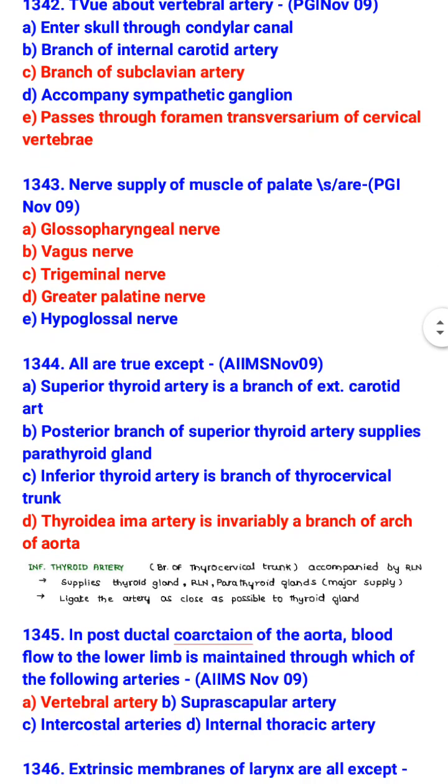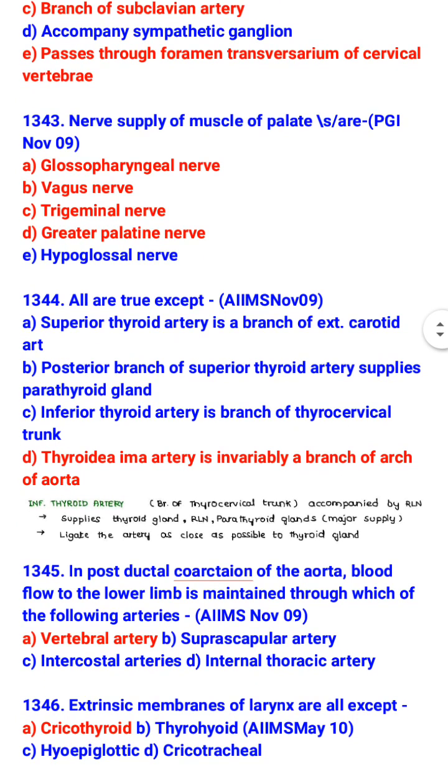All are true except thyroidea ima artery is invariably a branch of arch of aorta. So what is true about superior thyroid artery is it is a branch of external carotid artery. Posterior branch of superior thyroid artery supplies parathyroid gland. Inferior thyroid artery is a branch of thyrocervical trunk.